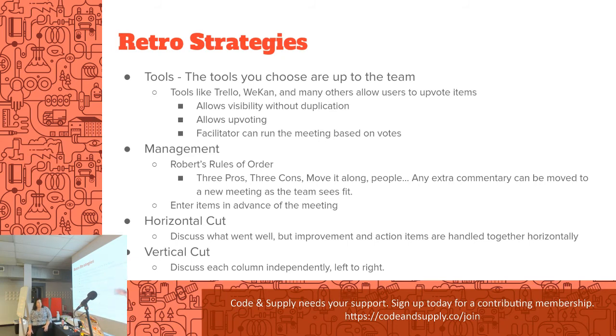You're mixing up your goods and your bads. You could also do a vertical cut. Let's just go through all of the things that went well, all of the things that need improvement, and all of the action items that we want to take away from this. Which one works depends on your team. And there are plenty of other options you could do.